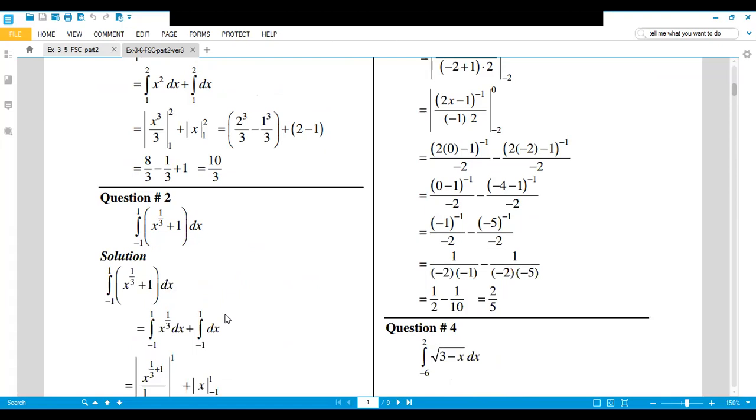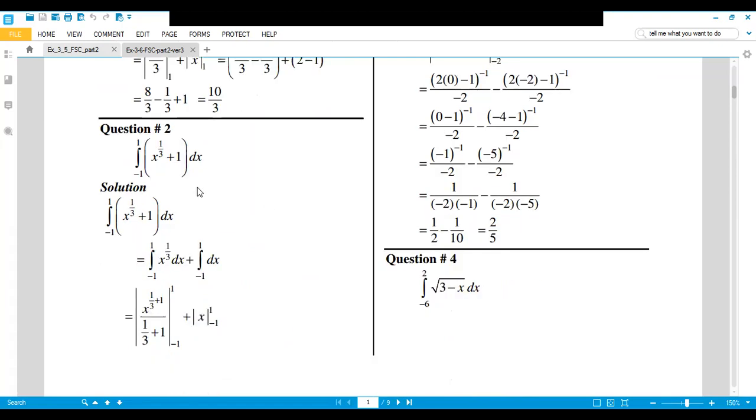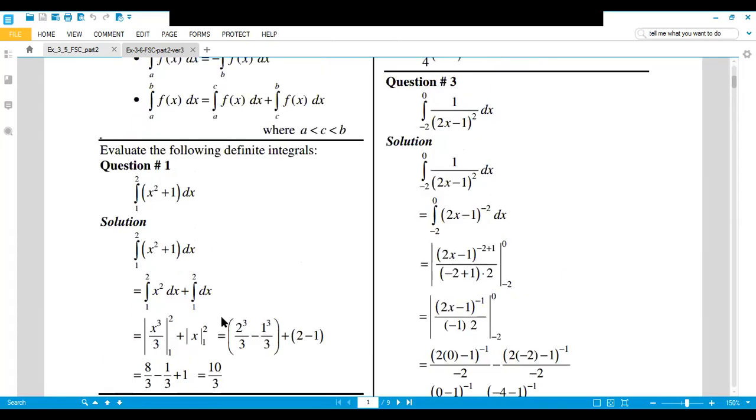Come to question number 2. In question number 2, you are given x power 1 over 3 plus 1. You know that x power 1 over 3, when you integrate, 1 will be added to the power 1 over 3, and the same power will come in the denominator. And upper limit is 1 and lower limit is minus 1. And integral of 1 is x, upper limit 1 and lower limit minus 1. These values we will put.